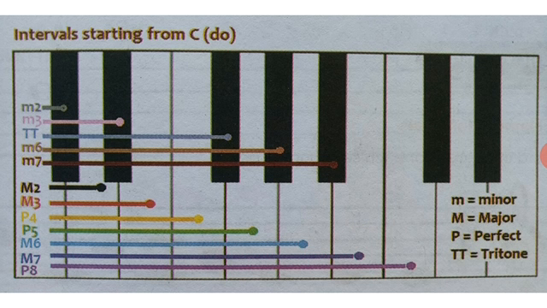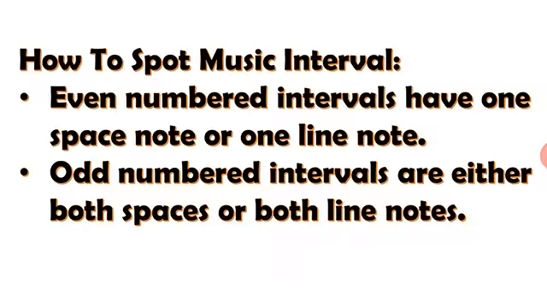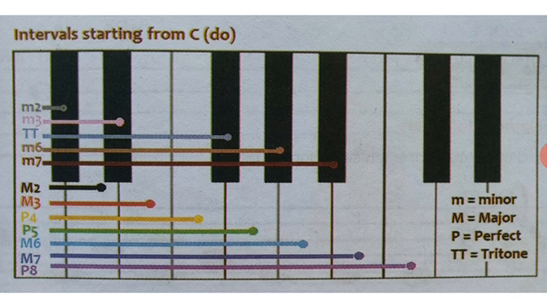So these are the intervals starting from C. So minor 2, in minor 2, we just have 1/2 step. In major 2, which is the big M, we have 1 step. In minor 3 or minor third, we have 1 and 1/2. So you see the difference from major 2 to minor 3, 1 and 1/2.